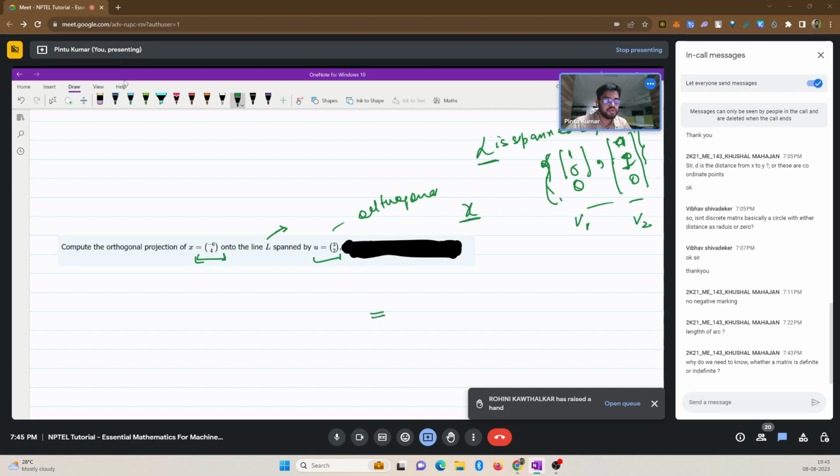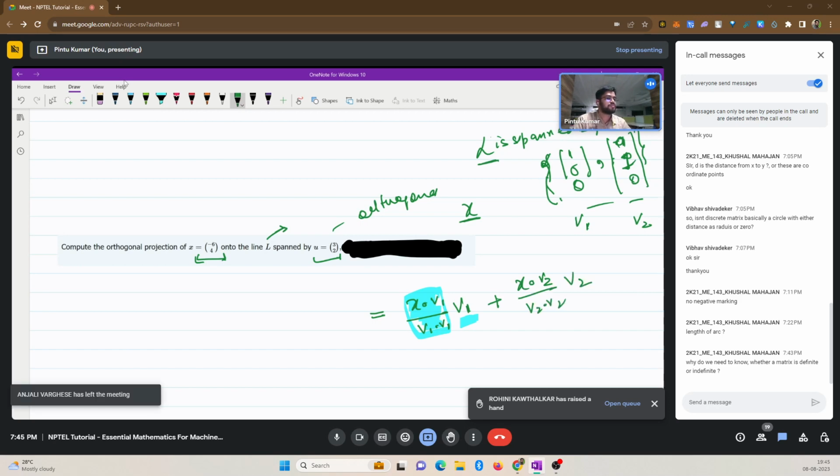Then what you do is you do X dot V1 divided by V1 dot V1, that is norm of V1 squared, into V1. So what this particular quantity represents is the portion of X that is inclined in direction of V1. Okay, so this is projection of X onto V1. Now the second part is X dot V2 divided by V2 dot V2 into V2. Okay, so this is what you need to do when you have more than one vector.